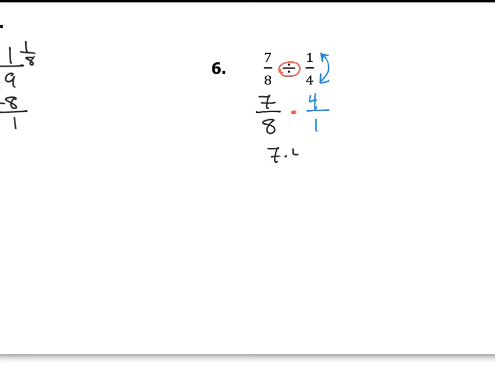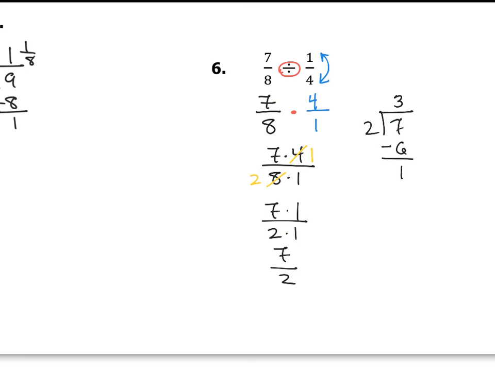So we'll do 7 times 4 over 8 times 1. And here I can cancel my 4 and my 8. That will become a 1 and a 2. So now this is 7 times 1 over 2 times 1, or 7 halves. 2 will go into 7 3 whole times with a remainder of 1. So as a mixed number, this is 3 and 1/2.